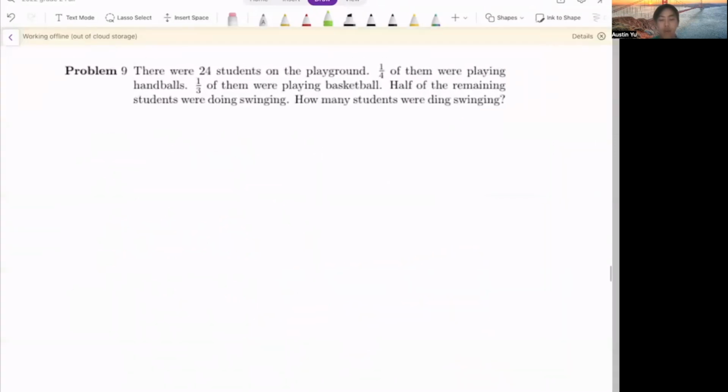Problem 9. There were 24 students on the playground. 1/4 of them were playing handballs. 1/3 of them were playing basketball. Half of the remaining students were doing swinging. How many students were doing swinging?